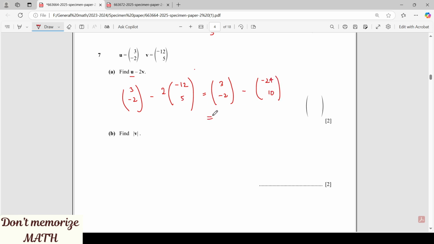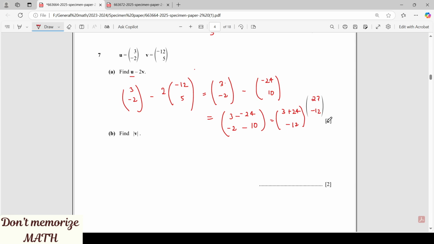So you can subtract the vectors. You'll get 3 minus minus 24, then here negative 2 minus 10. The final answer: 3 minus minus 24 will become 3 plus 24, because minus minus becomes plus. Then negative 2 minus 10 will become negative 12. So 3 plus 24 will become 27, then here is negative 12.